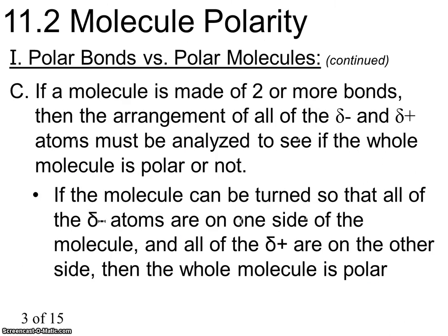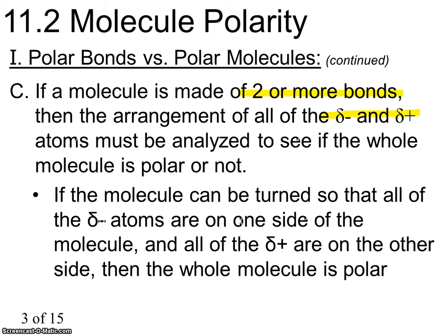So as I said earlier, if you're looking to figure out whether an entire molecule is polar or not, you have to look at all of the bonds. So when a molecule is made of two or more bonds, this is a little more complicated. We have to look at the arrangement of all of the relatively positive and relatively negative atoms, and we have to analyze where they are to see if the whole molecule is polar or not.